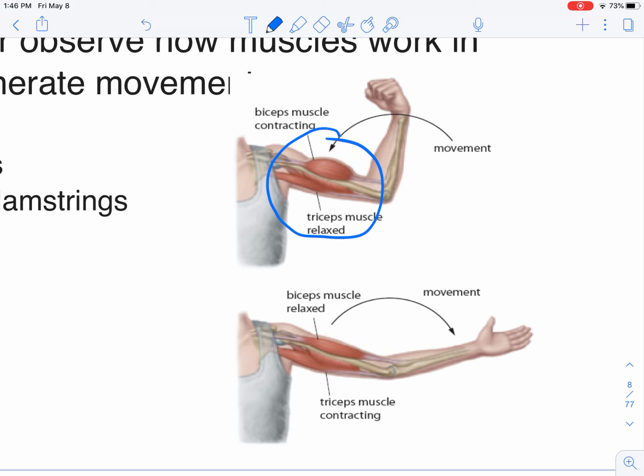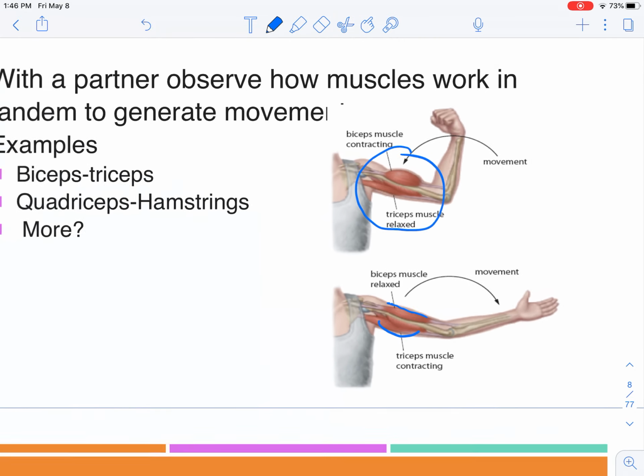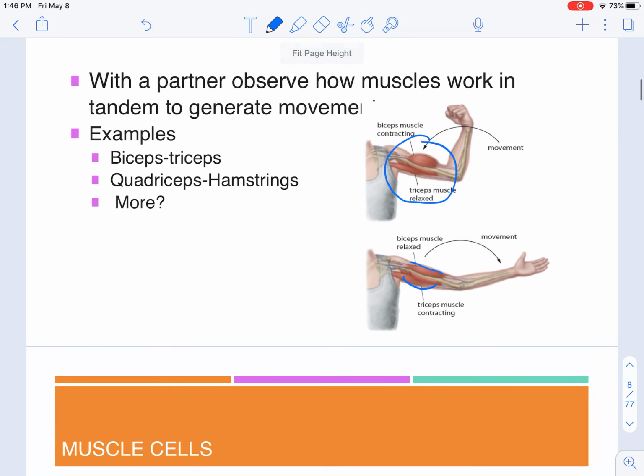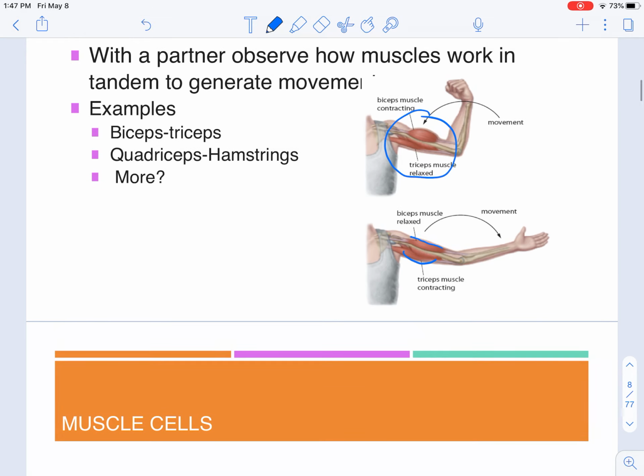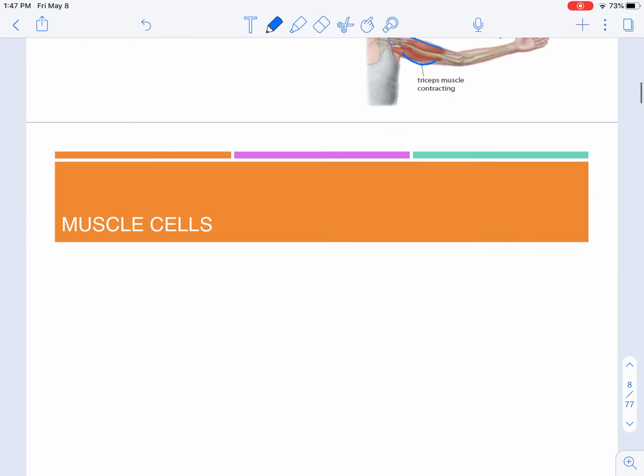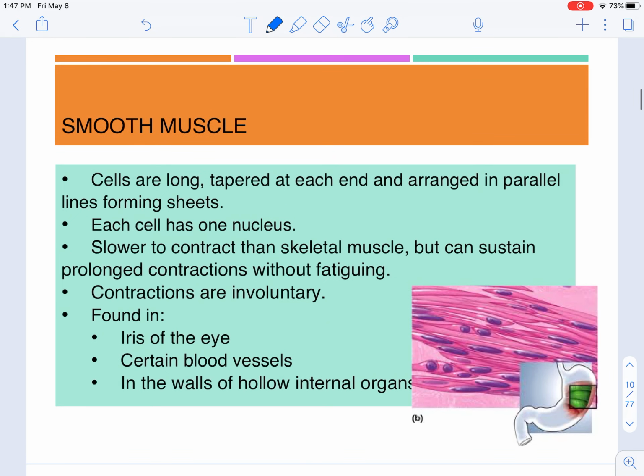So to move the bones of your skeleton, one has to contract while the other relaxes. When you straighten your arm, then it's your tricep that's contracting and your bicep that would be relaxing. So that's one kind of muscle group, the skeletal muscles, and how they work. And we will be examining all 3 types of muscles in the body.